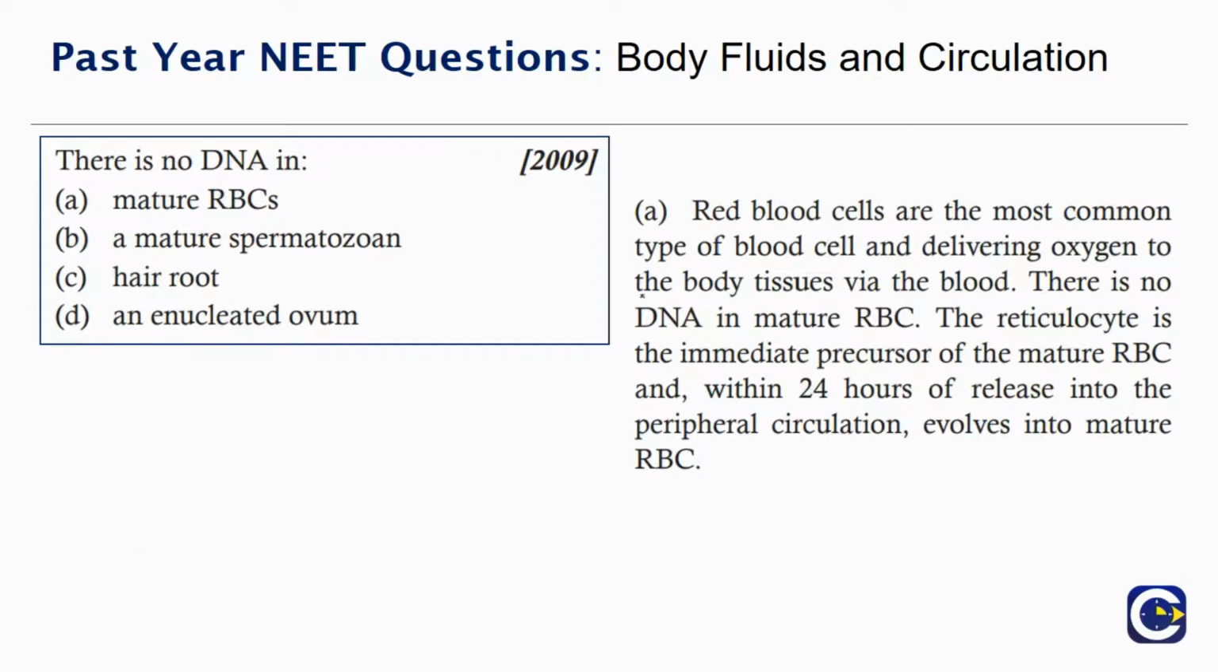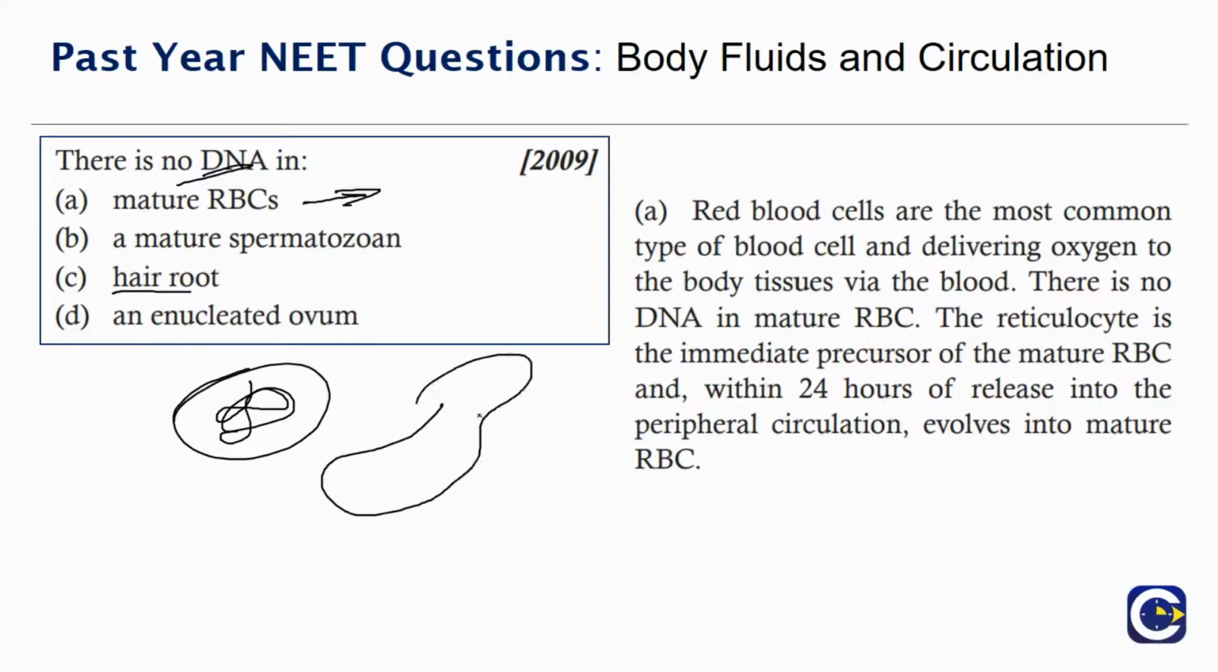There is no DNA in: option A, matured RBCs; option B, matured spermatozoon; option C, hair root; option D, enucleated ovum. So DNA is basically present in the nucleus. So here the indirect question is which does not contain a nucleus. As we know by the NCERT fact, mature RBCs do not have a nucleus, so that they can accommodate the hemoglobin. So the option we have to choose is RBC. Spermatozoon do have a nucleus. Hair root, hair is basically a non-living tissue. An enucleated ovum does not have a nucleus either, but with NCERT facts we have to choose mature RBCs only.